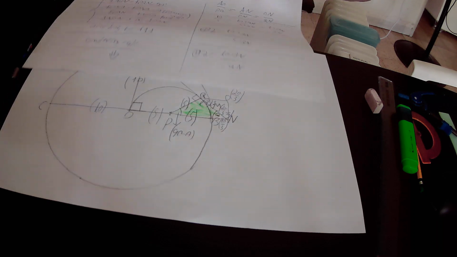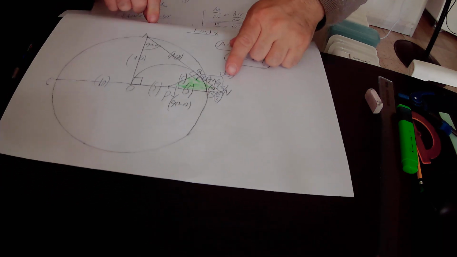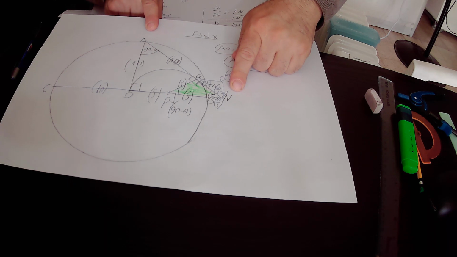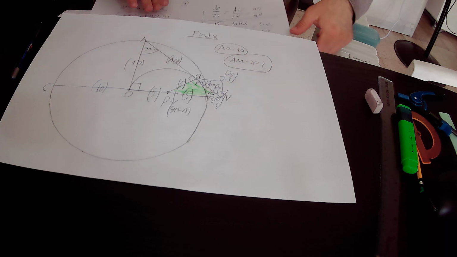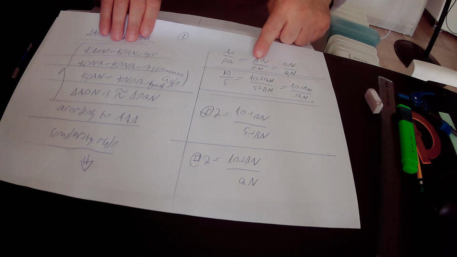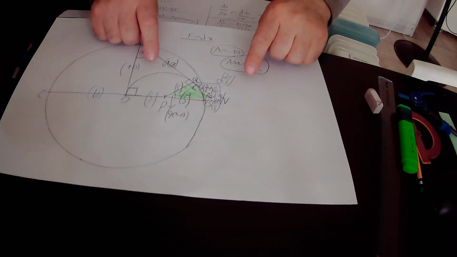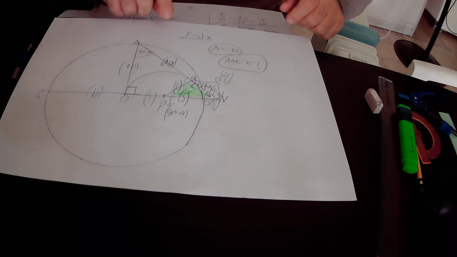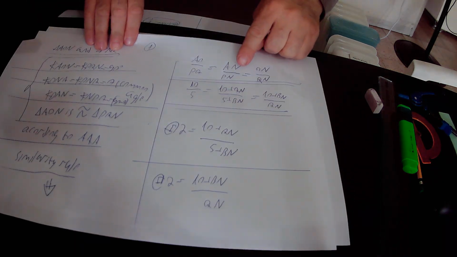AN, what is the length of AN? AN equals AQ plus QN. That is to say, AN equals AQ, that is 10, plus QN. So in total, AN equals 10 plus QN. Here, AN over PN equals 10 plus QN over PN. What is the length of PN? PN equals PB plus BN. Again, PN equals PB, that is 5, plus BN. So in total, PN equals 5 plus BN.